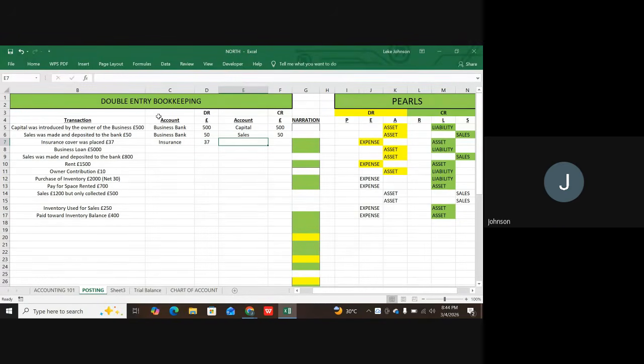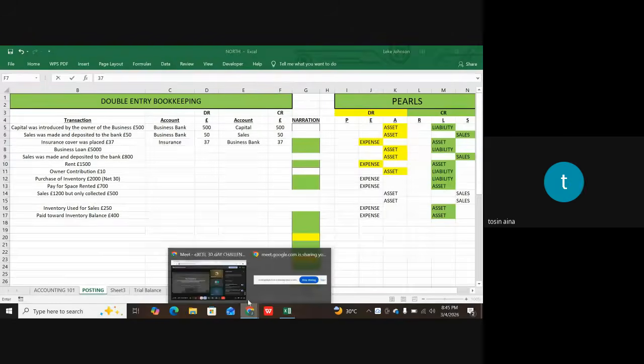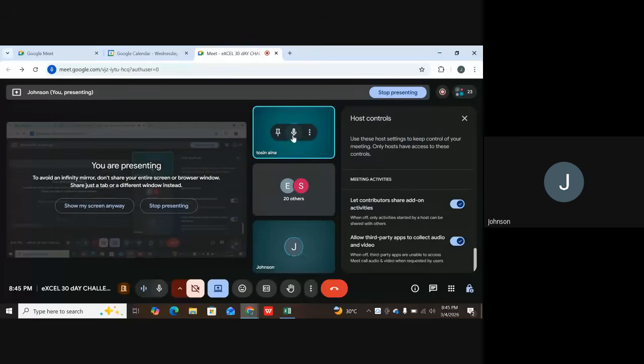And here we have... Please mute your mic. Your mic is making noise. Then we have the business bank. Mute your mic, please. You heard me saying mute your mic, and you are still leaving your mic on. Look at Tosin.